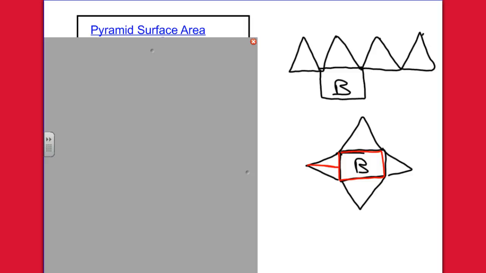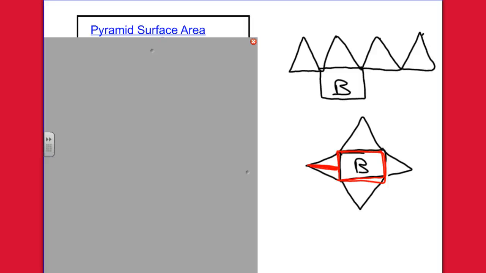How many triangle areas are we finding here? 4. Because of the base type, we are finding 4 triangle areas here. And we found it by walking around our base, which is called what? A perimeter, and then multiplying by the triangles, which all have the same height.